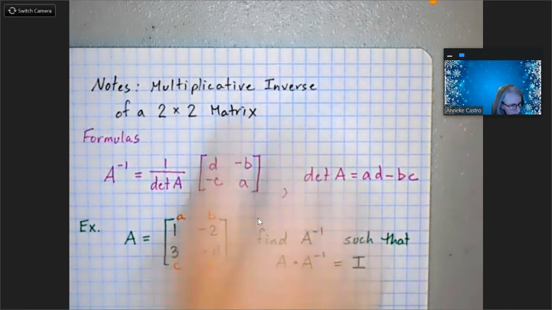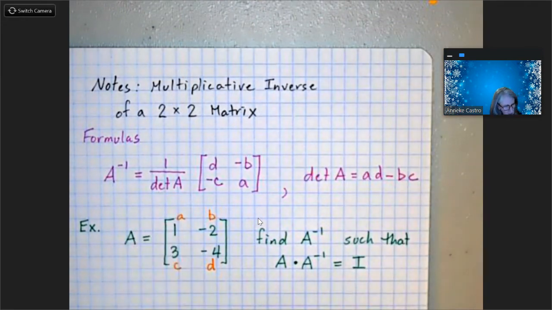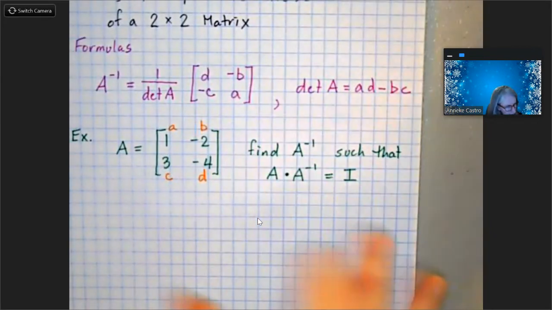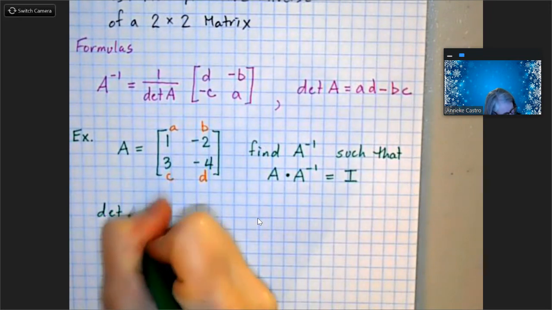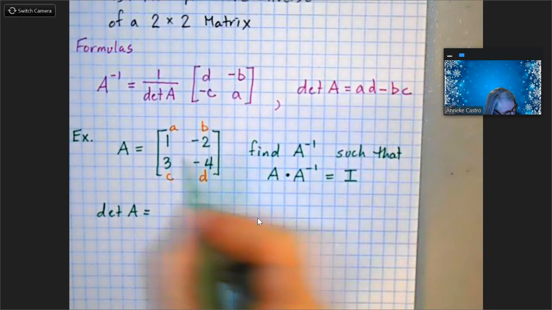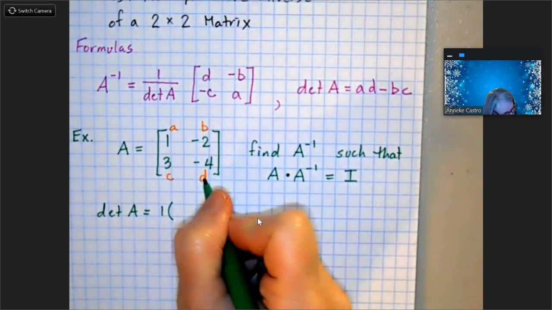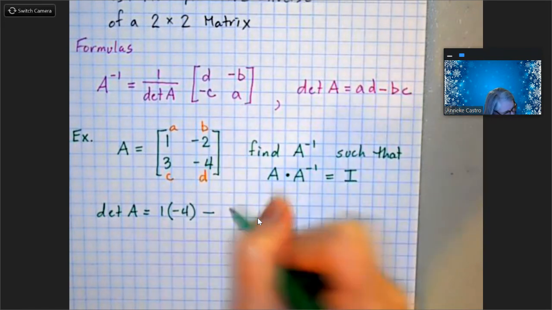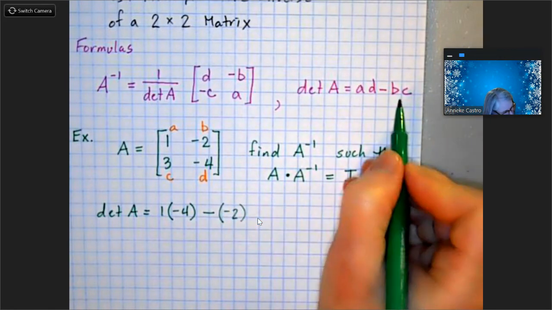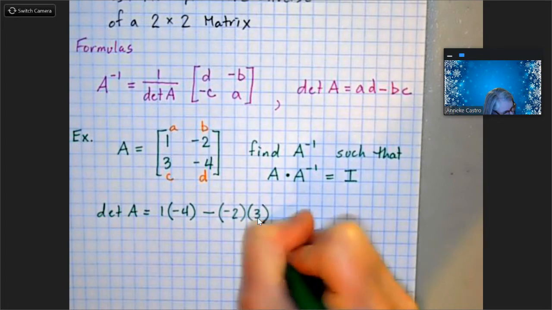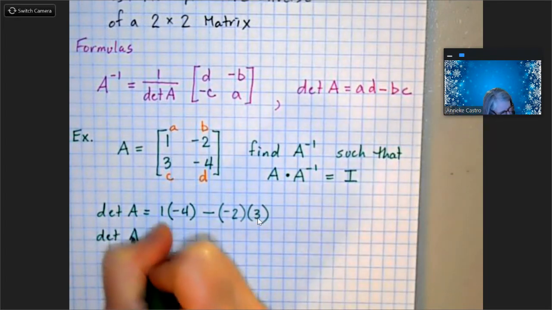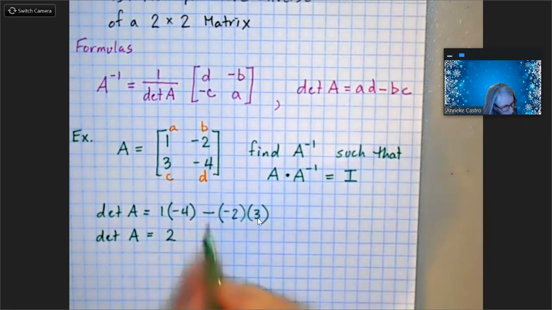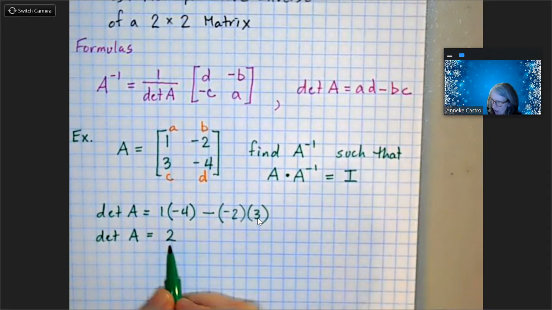Now first I need to find the determinant. My determinant of A is going to be equal to A times D. My A is 1, my D is -4, minus B, my B is -2, times C, and my C is 3. If I simplify that, my determinant of A is going to be equal to 2. We could just put that whole thing into our calculator and we get that the determinant is 2.